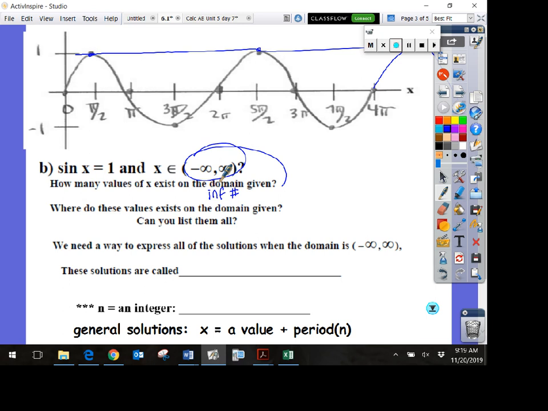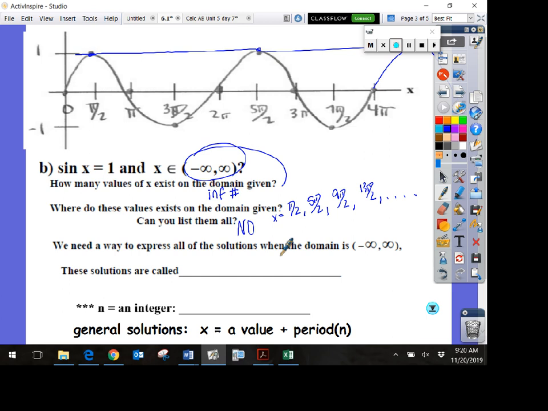So where do they exist on the domain given? Well, at pi over 2, at 5 pi over 2, plus another 2 pi. So it's going to keep happening. It's going to happen at pi over 2, at 5 pi over 2, plus another 2 pi would be 9 pi over 2, plus another would be 13 pi over 2, and it would just keep on going forever. You can subtract 2 pi: at negative 3 pi over 2, at negative 7 pi over 2, and so forth. So no, we cannot list them all, okay? We cannot just list them.